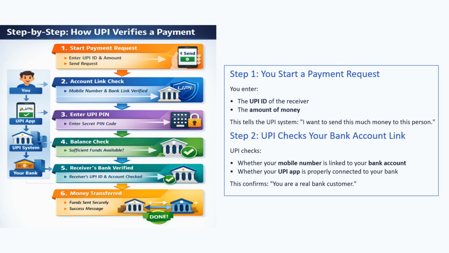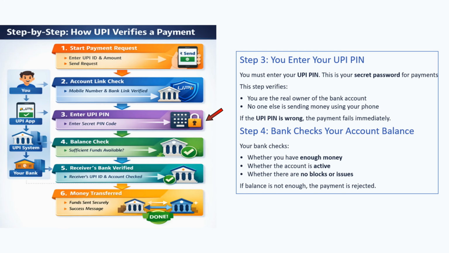Now we will see step by step how UPI verifies a payment. Step 1 is you start a payment request. You enter the UPI ID of the receiver and the amount of money. This tells the UPI system, I want to send this much money to this person. Step 2 is UPI checks your bank account link. UPI checks whether your mobile number is linked to your bank account, whether your UPI app is properly connected to your bank. This confirms you are a real bank customer.